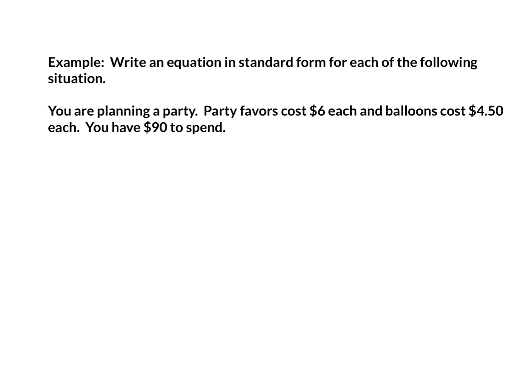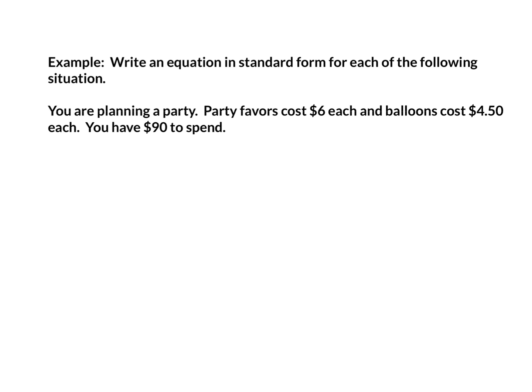Now let's look at an example together where we're going to write an equation in standard form for a situation. You are planning a party. Party favors cost $6 each and balloons cost $4.50 each. You have $90 to spend. In here, I have 2 unknowns, the number of party favors bought and the number of balloons.